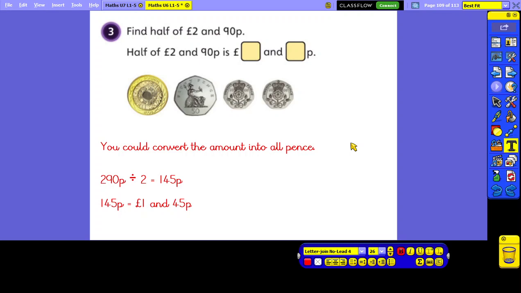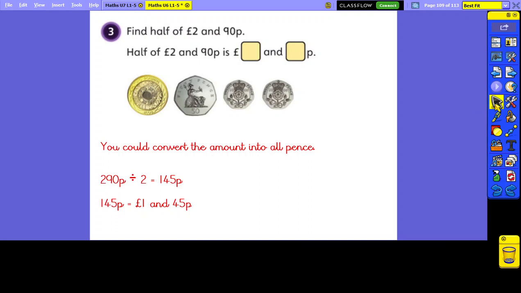Okay. The other method I thought of was that you could convert all of your amount into pence. So you could go for 290 pence. I've put all of my pennies together. I'm dividing them by 2. And that would give me 145 pence. And I know if I take away a group of 100, because that's what a pound has in it, I get £1, and then I'm left with my 45 pence there.